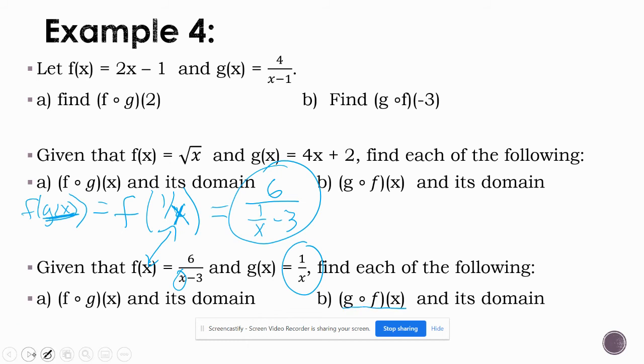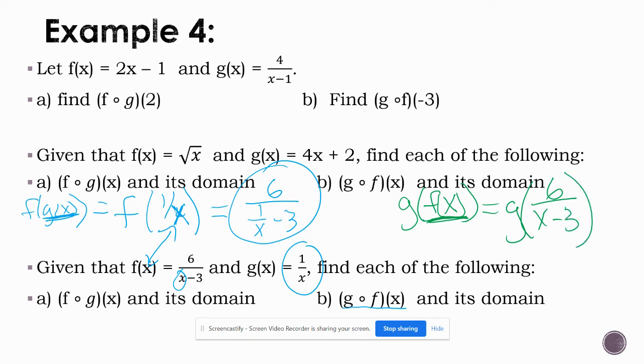Now let's go the opposite direction. Now we have g of f of x. So this time, what is the f function? Well, the f function is 6 over x minus 3. Okay, so this says take this and plug it in here for the g function. 1 over 6 over x minus 3.